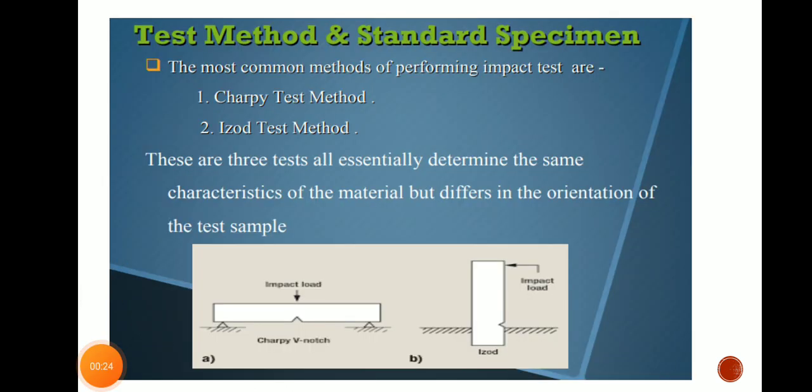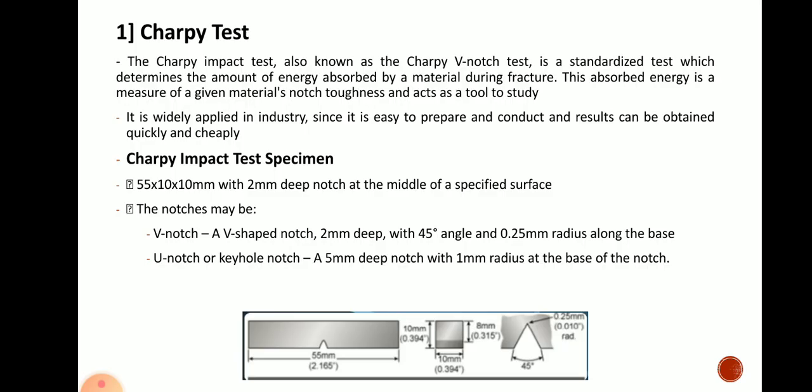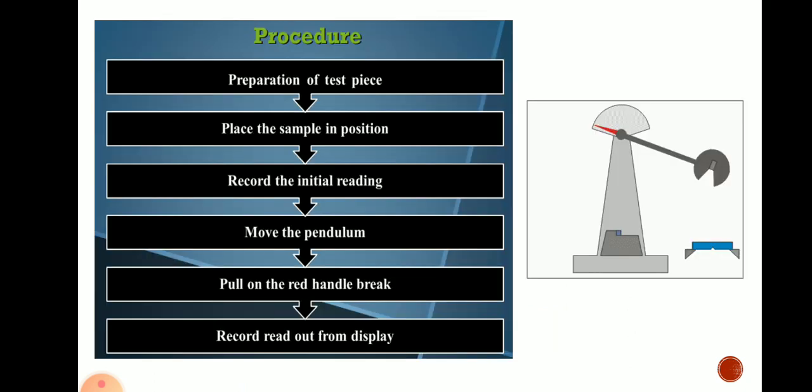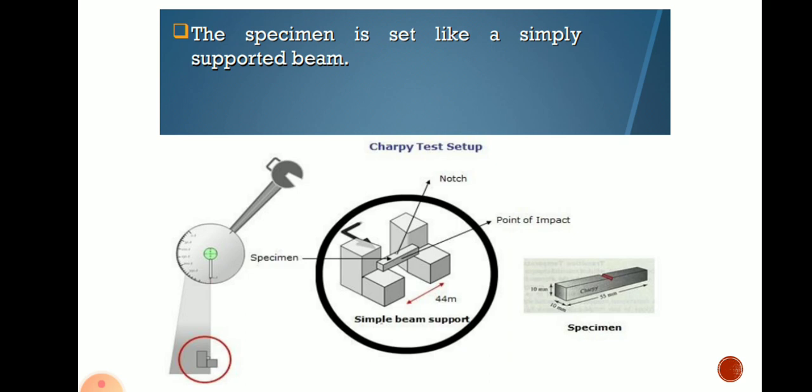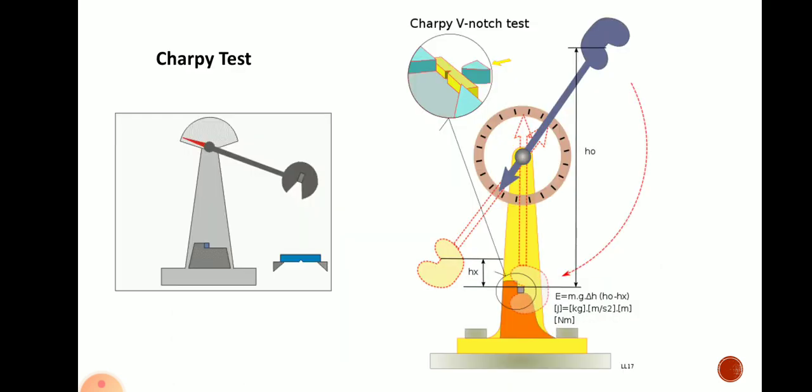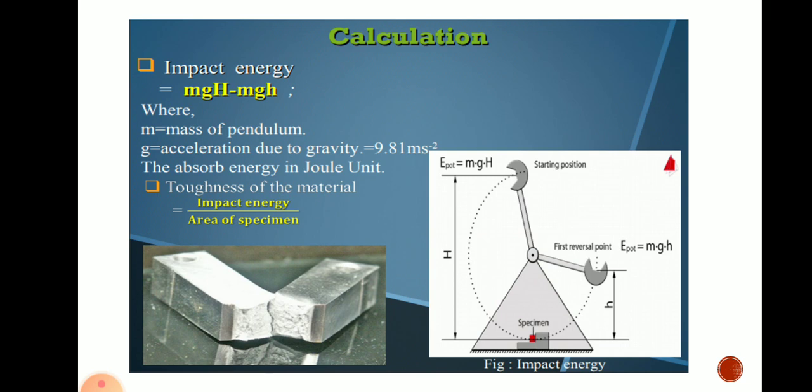Then we have seen there are two methods, Charpy test method and Izod test method to carry out this impact testing. We have seen what is the size of standard test specimen for the Charpy test, 55 mm by 10 mm by 10 mm, and V notch or U notch can be made. Then the standard procedure to carry out the Charpy test. What is the position in which we are placing the test specimen in Charpy test? Then we have seen what things we are calculating, impact energy and toughness in the Charpy test.